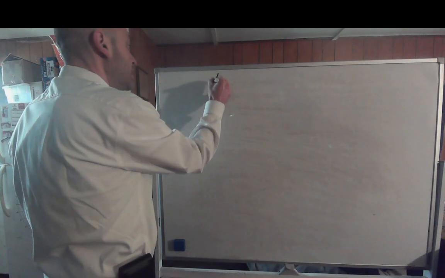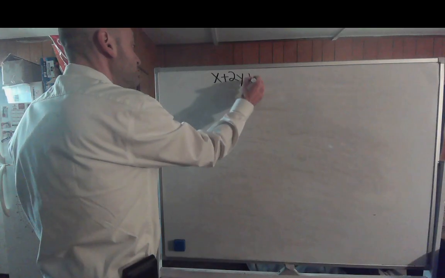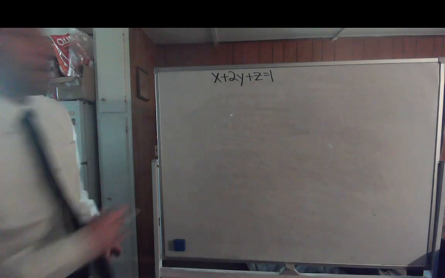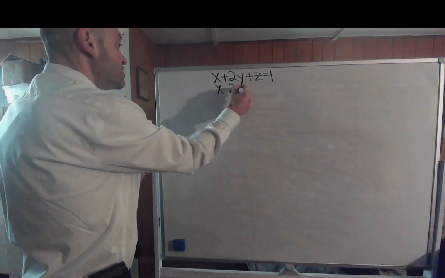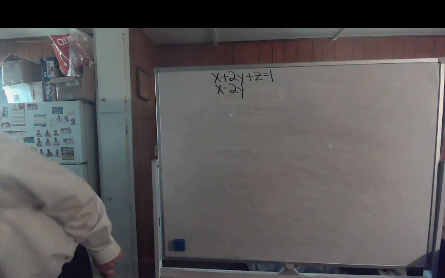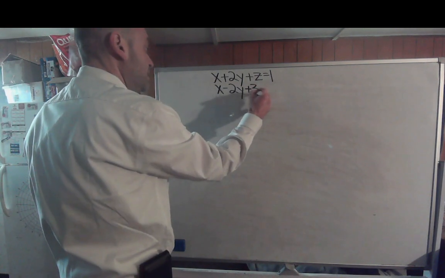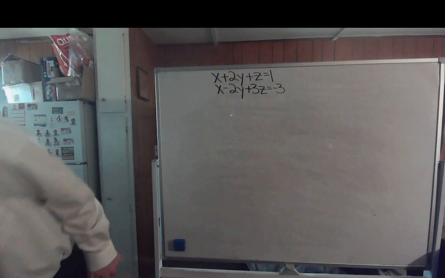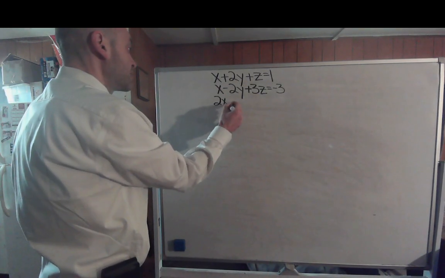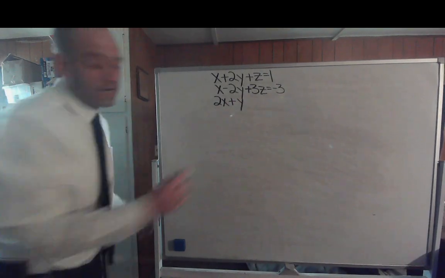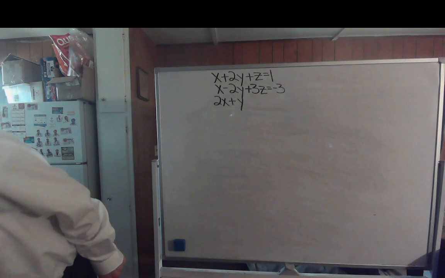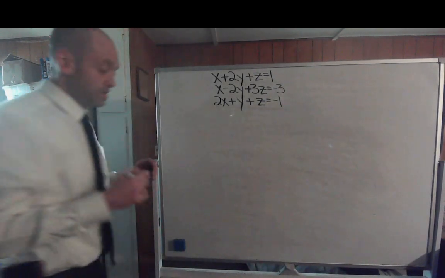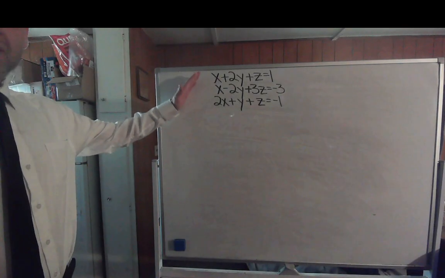Alright, x plus 2y plus z equals 1. x minus 2y plus 3z equals negative 3. 2x plus y plus z equals negative 1. Okay, so another system of three equations.